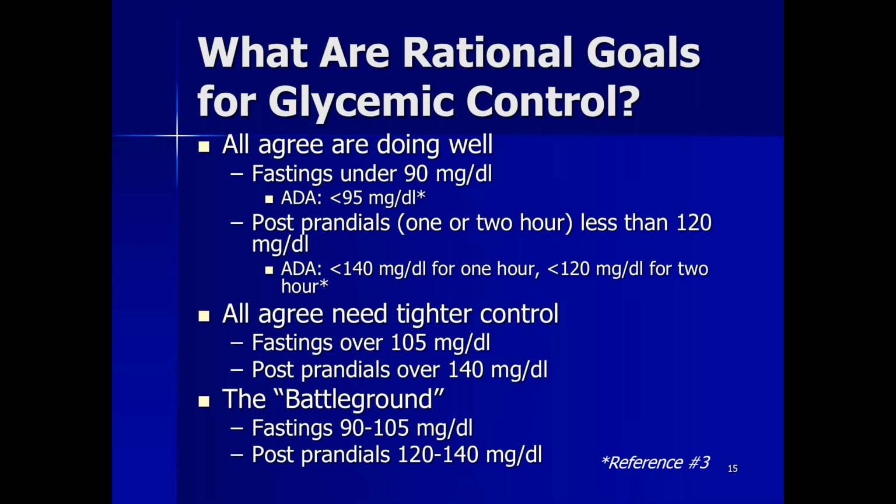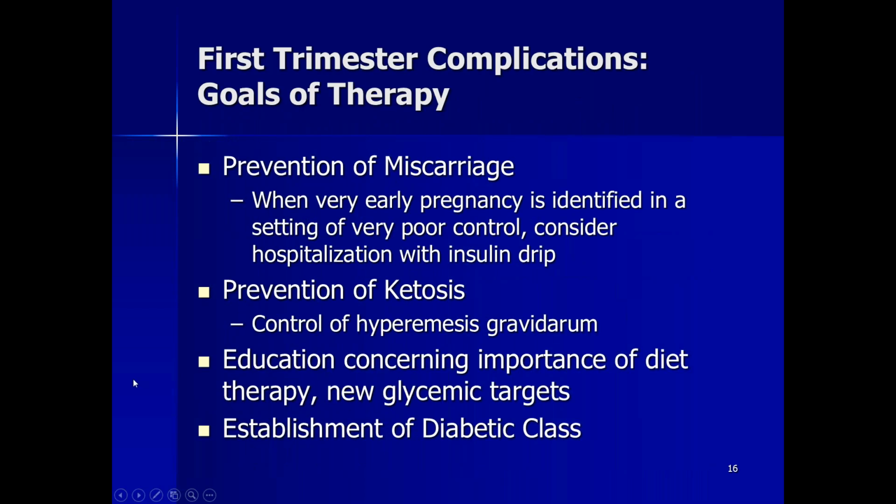Everyone is going to agree if your fastings are consistently over 105 milligrams per deciliter, post-meals over 140, 1 hour or 2 hour, those patients need better control. So the battleground patients are really when your fastings are between 90 and 105, your post-meals are 120 to 140, and this is where you and your team need to decide where on this battleground you want to set the line for starting therapy with insulin, and where you're going to be in agreement that she can continue on diet and exercise. Again, we'll be talking about the HAPO study in just a minute.